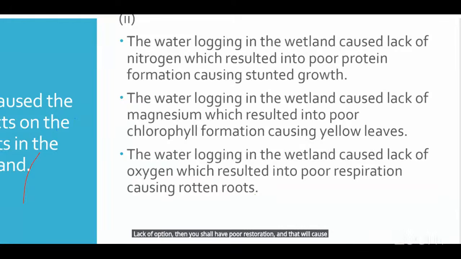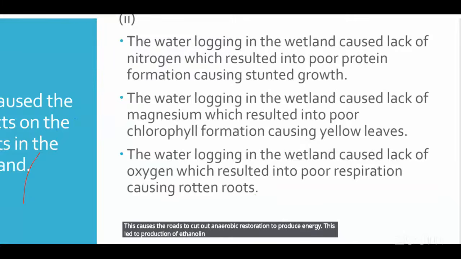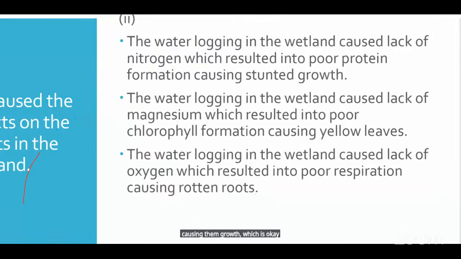Someone put a response in the chat, and it was a good one. Let me try to see whether I can read through it. Root decay since the water in the wetlands displaced oxygen in the soil. This caused the roots to carry out anaerobic respiration to produce energy. This led to production of ethanol in the roots, which destroyed the root cells, causing them to rot. That is okay, but it's just lengthened for no good reason.